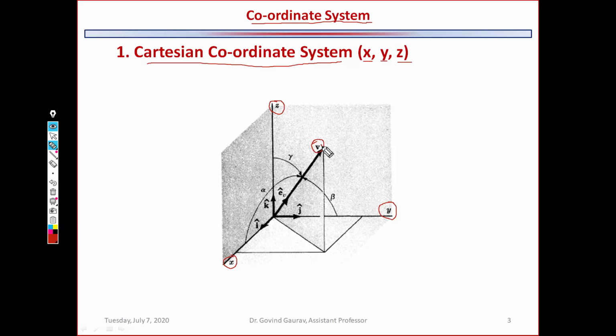This vector v is inclined at an angle alpha with respect to the x-axis. It is inclined at an angle beta with respect to the y-axis and at an angle gamma with respect to the z-axis. Over here i is a unit vector along the x-axis, j is a unit vector along the y-axis and k is a unit vector along the z-axis.